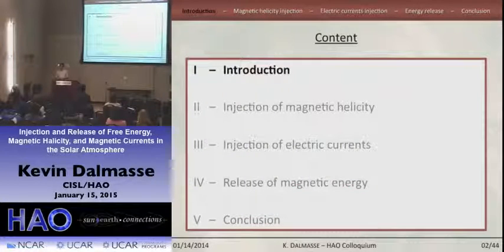Before going any further, I'd like to mention that everything I will discuss will be discussed in the MHD framework. That means the solar plasma is treated as a single monofluid plasma, and I will focus on large spatial scales and slow processes. By large scales, I mean larger than 100 kilometers, and by slow processes, I mean non-relativistic processes.